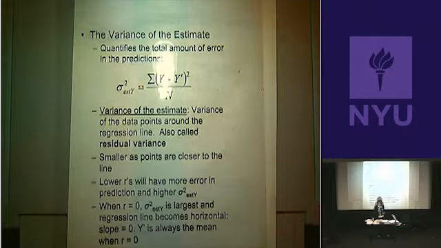If I asked you standard deviation, it's the same idea. What does a variance tell me? On average, how much the scores differ from each other or from the mean, right? It's a kind of average amount of how far scores differ from the mean. Well, the variance of the estimate is about how far scores differ from the regression line.